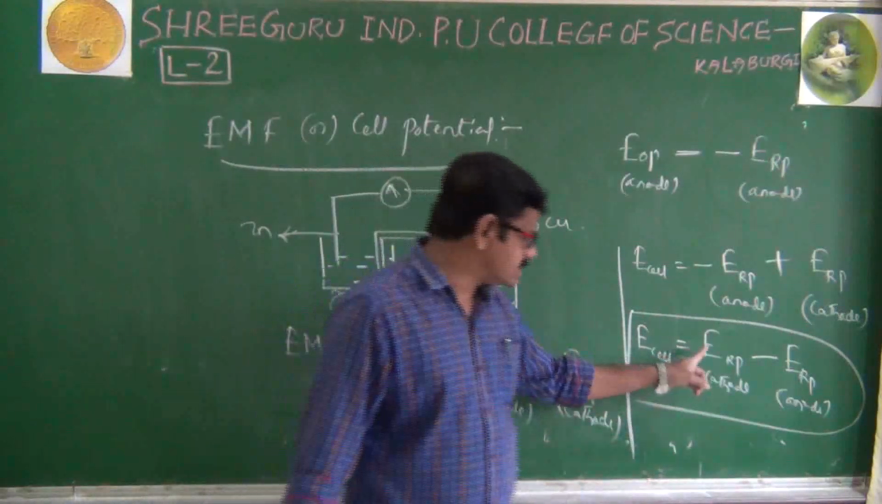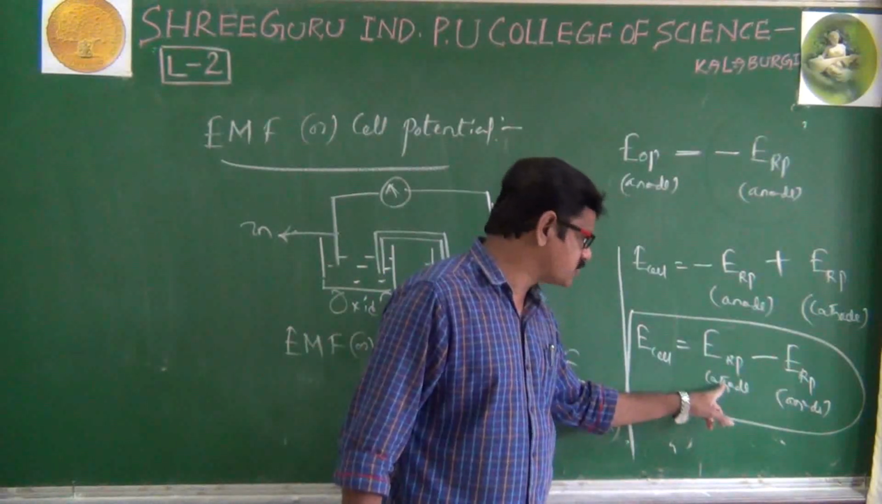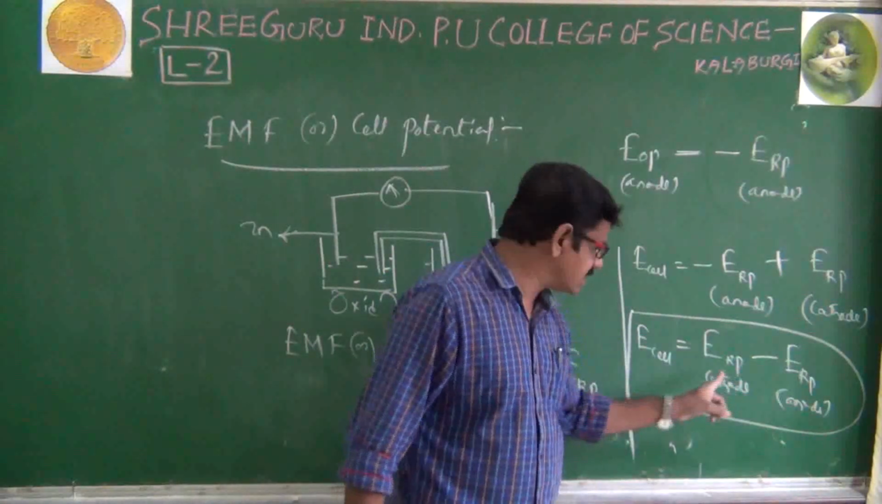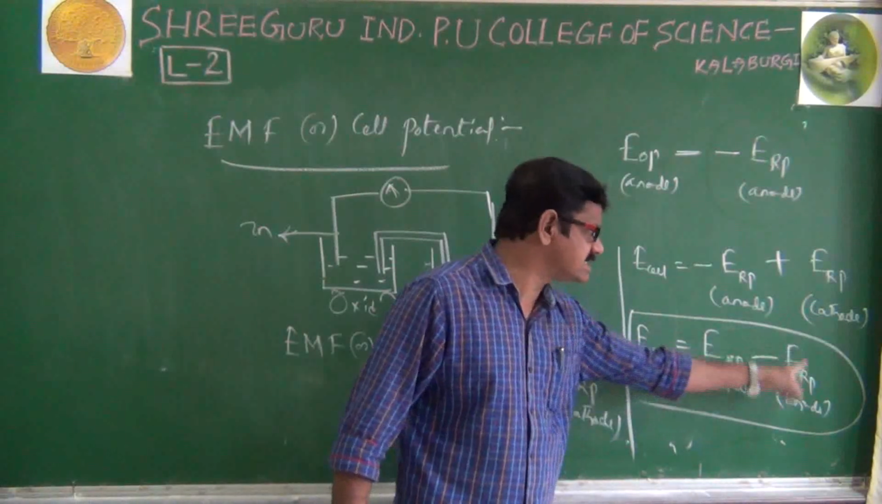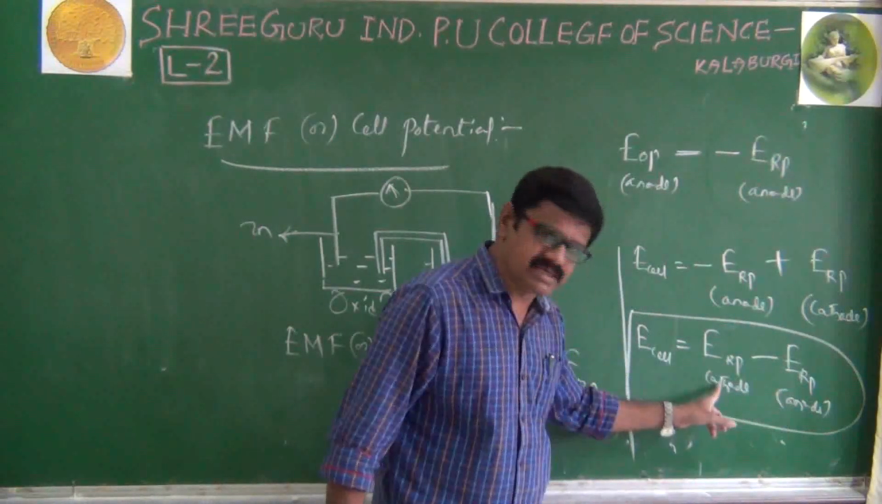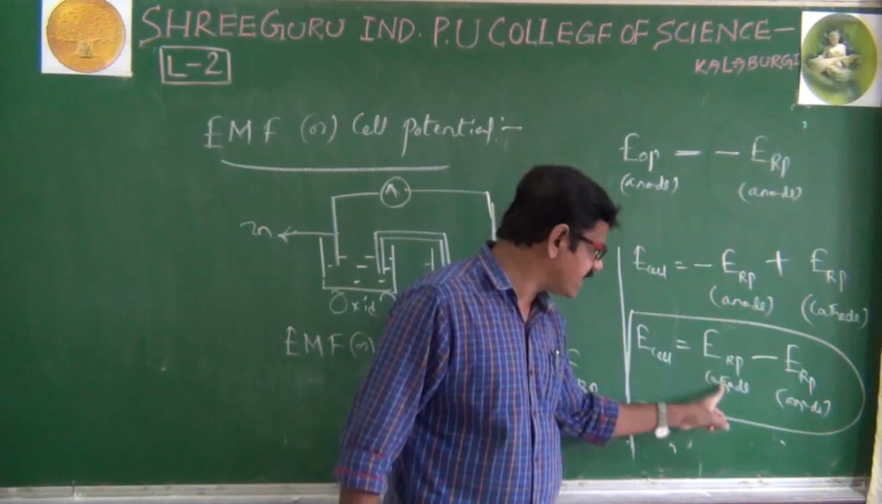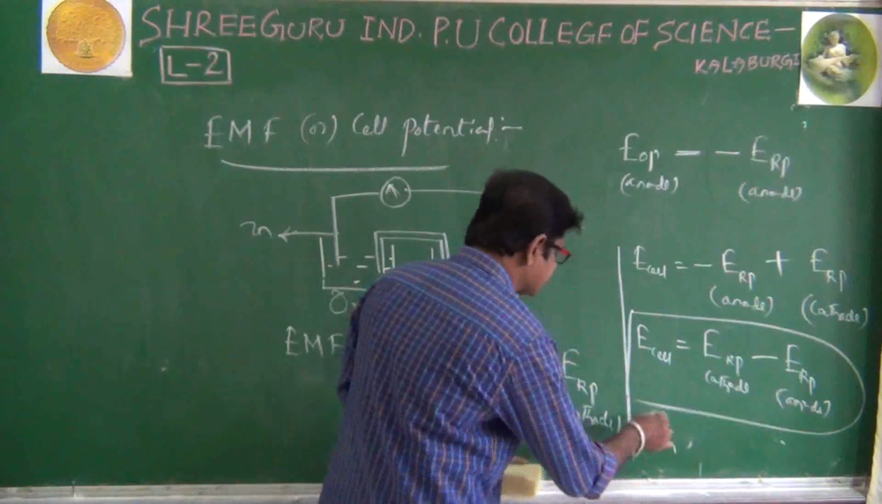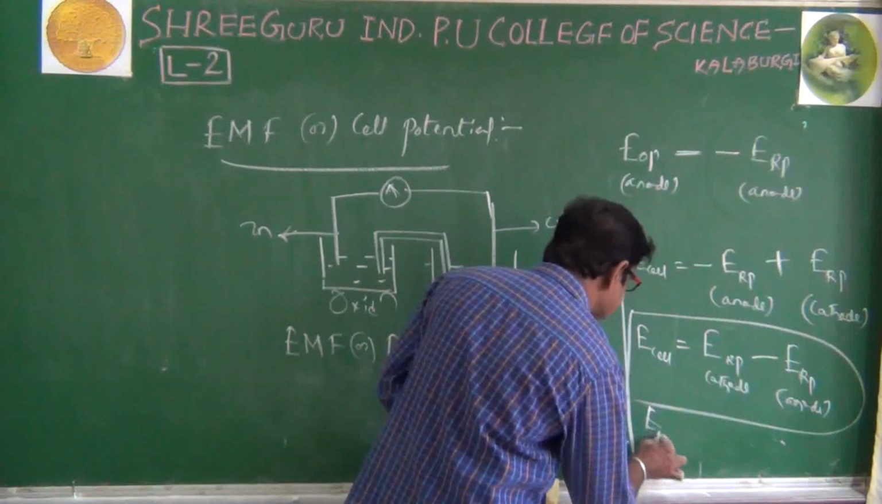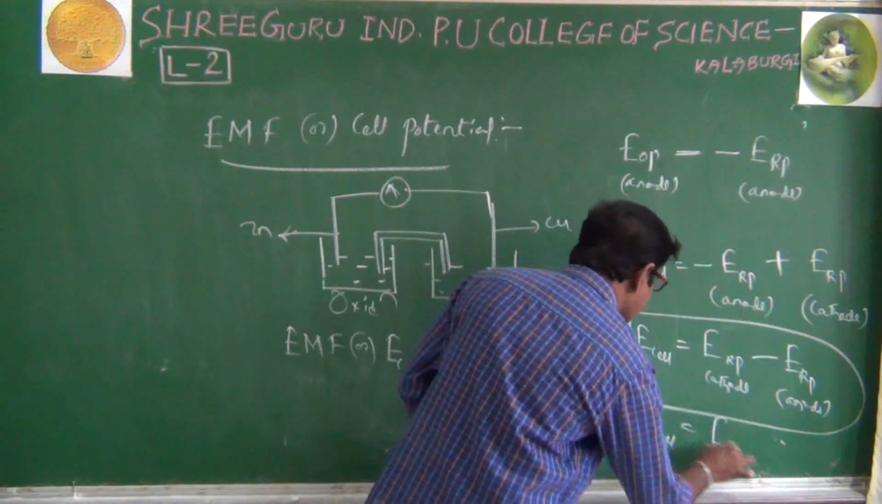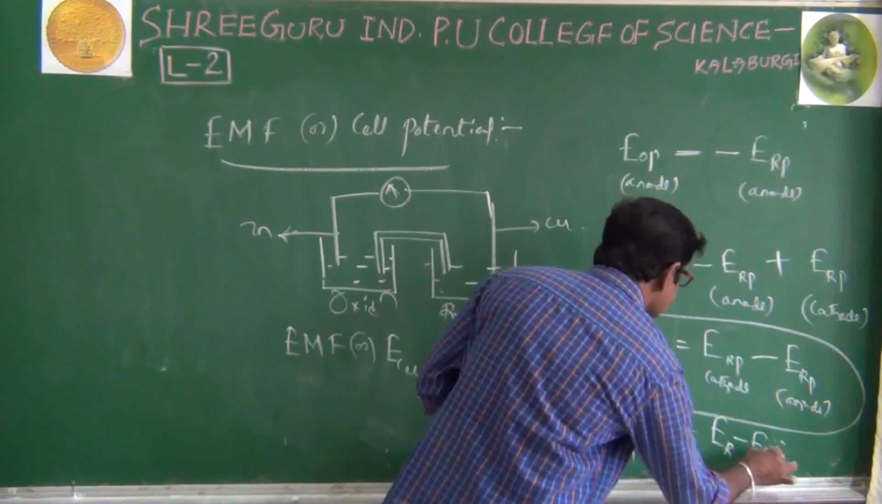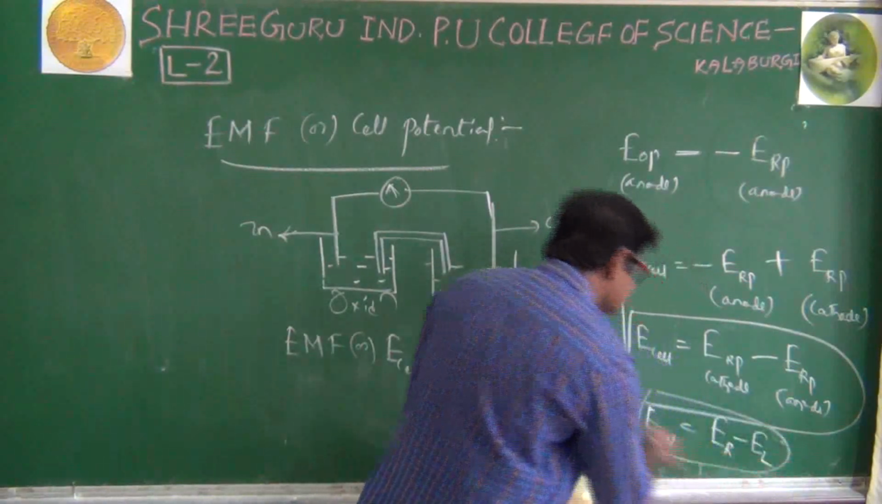See here, it is E cathode minus E anode, or we can also say E right minus E left. Cathode is always the right side electrode, anode is always the left side electrode. Therefore, E right minus E left we can also write. Cell potential, or EMF, is equal to E right minus E left.